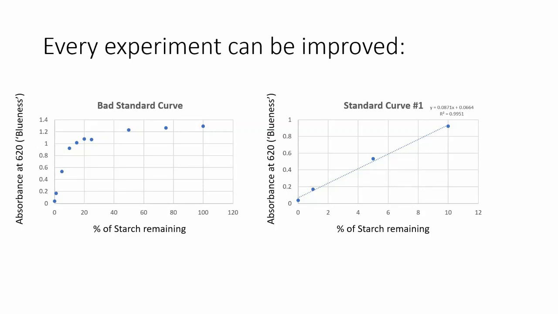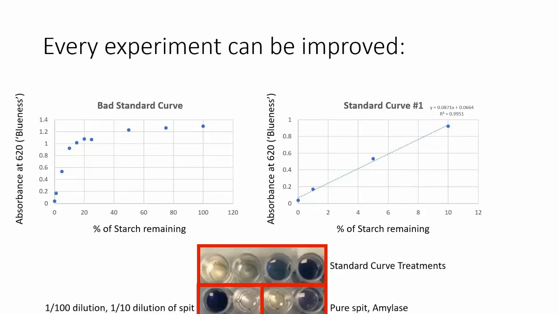So we can fit our treatments into this curve to try to figure out how much starch is left. Here I have my standard curve treatments, in case you wanted proof that I'm not making numbers up. 0% starch, 1% starch, 5% starch, and then 10% starch. You can see it becomes more and more blue.